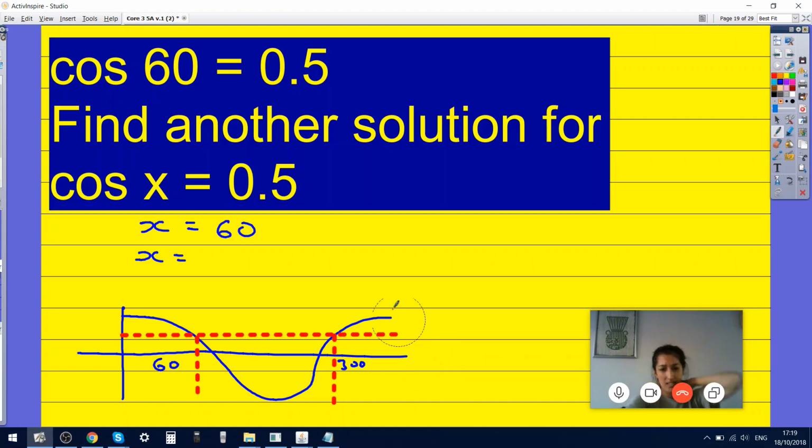Where's 360 on that graph? So this is the cos graph from 0 to 360. And so 360 is 1. It's symmetrical about 180. And so 60 in from the right is the same as 60 in from the left. Put cos 300 into the calculator, see if you get a half.